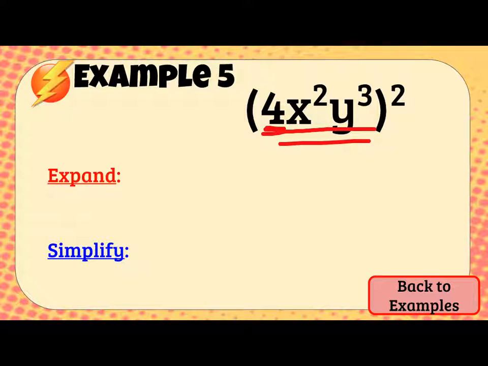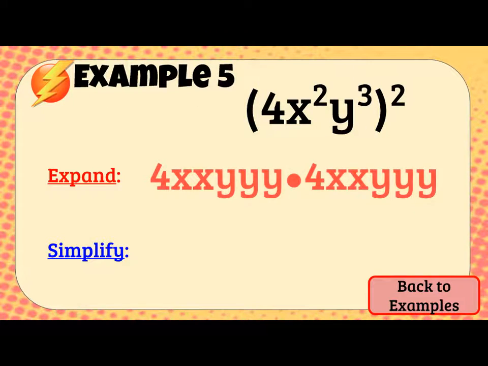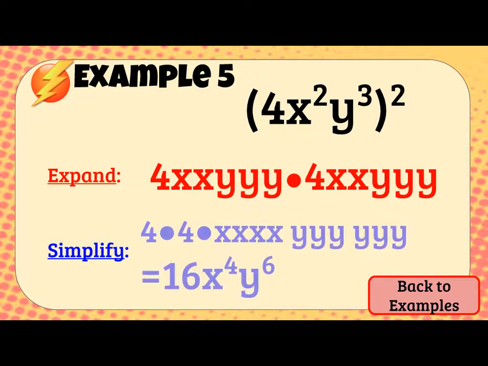So we have a 4 and 2 x's and 3 y's, and then we have another 4 and 2 x's and 3 y's. So we have the same thing twice. So that's why it's to the 2nd power.